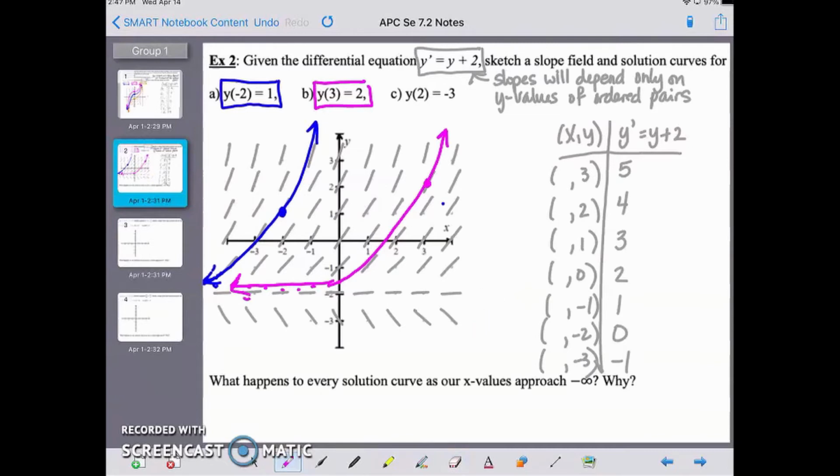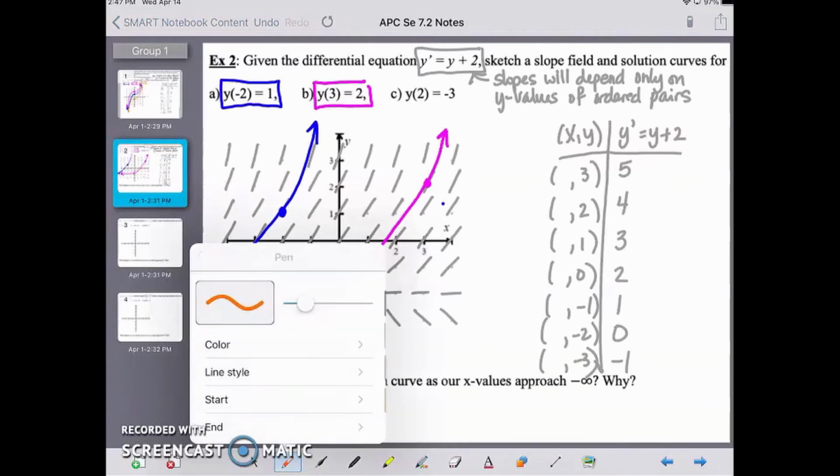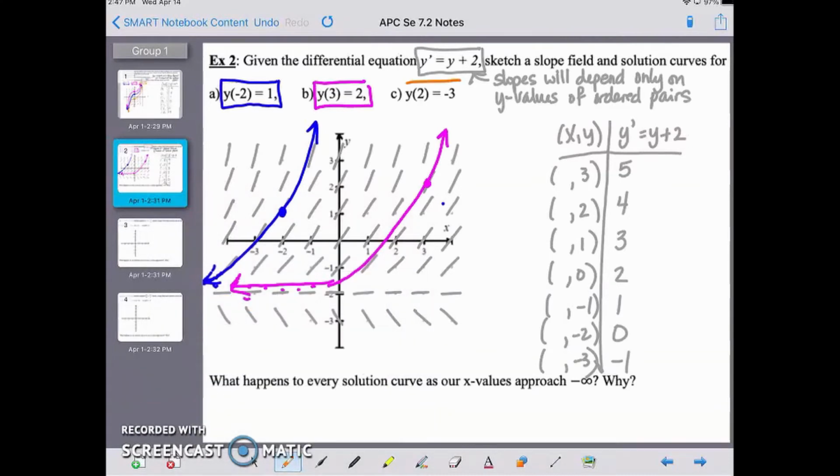And then my third one I will do in orange. y of 2 equals -3. So the point 2, -3. So now we're below that. And so this is going to look like that.